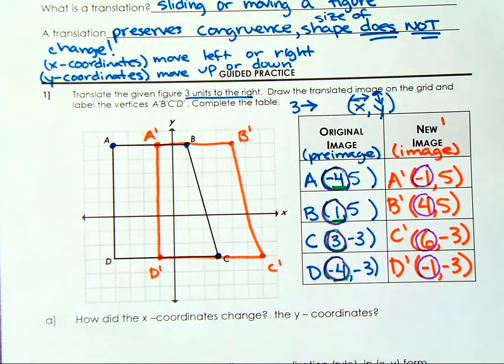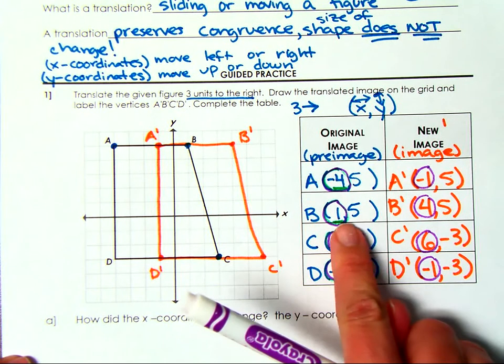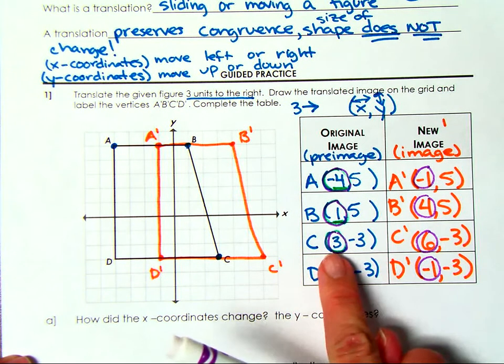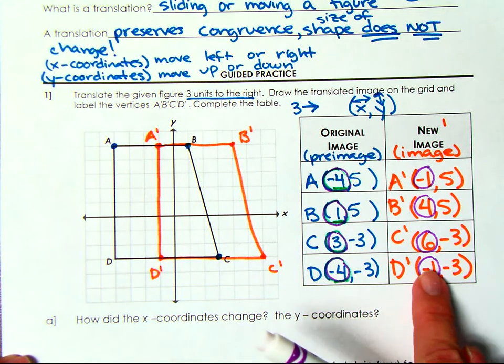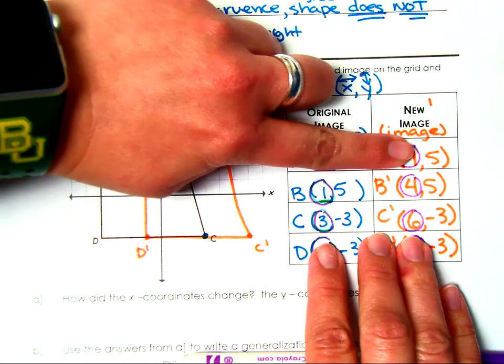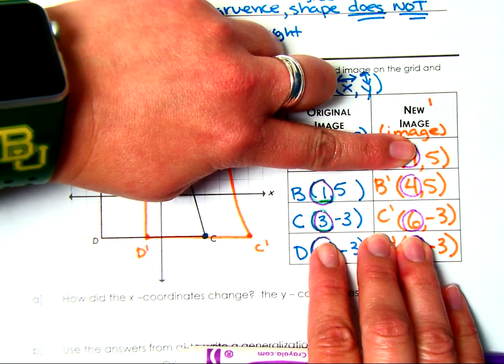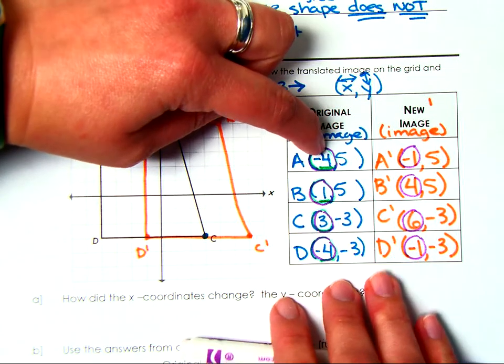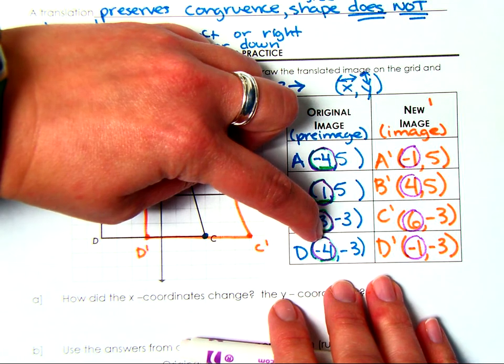So let's think, how do you get from negative 4 to negative 1? And from 1 to 4? And from 3 to 6? And from negative 4 to negative 1? Well, our brains don't naturally work in negatives, so look at your positives. 1 plus 3 is 4. 3 plus 3 is 6. Negative 4 plus 3 is negative 1. And negative 4 plus 3 is negative 1.